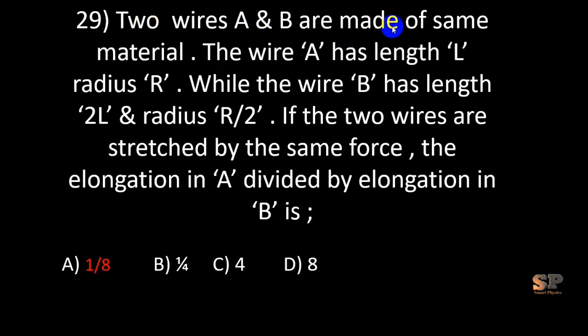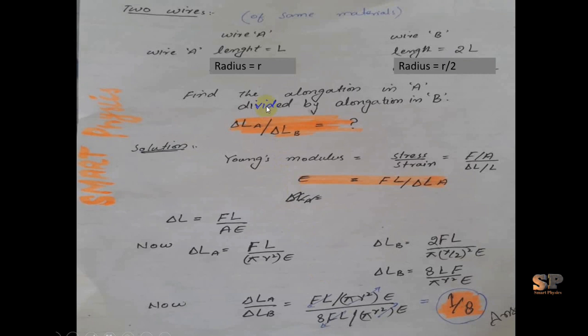Two wires A and B are made of same material. The wire A has length L and radius R, while the wire B has length 2L and radius R by 2. If the two wires are stretched by the same force, the elongation in A divided by elongation in B is 1 over 8, 1 over 4, 4 or 8. हमारे पास दो वायर है, वायर ए का लेंथ L है, इसका रेडियस R है, जबकि वायर B का लेंथ 2L है और रेडियस R by 2 है. And we have to find out the elongation in A divided by elongation in B.